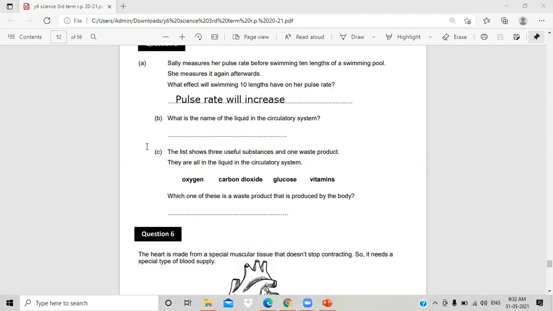Okay. Continue, Limor. What is the name of the liquid in the circulatory system? Blood. And the last question, the list shows 3 useful substances and 1 waste product. They are all in a liquid in the circulatory system. Which one of these is a waste product that is produced by the body? Carbon dioxide.